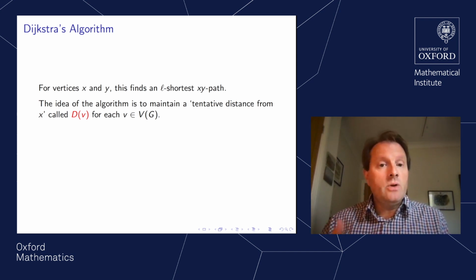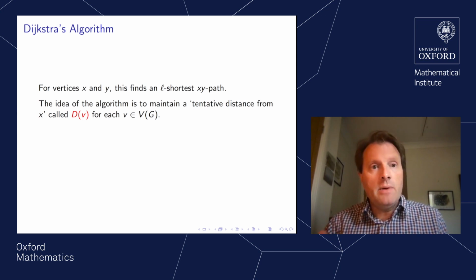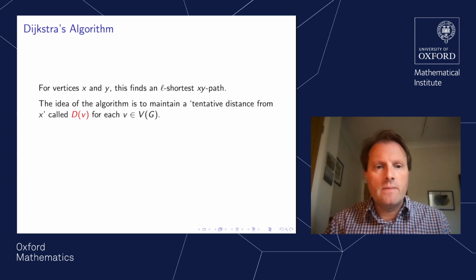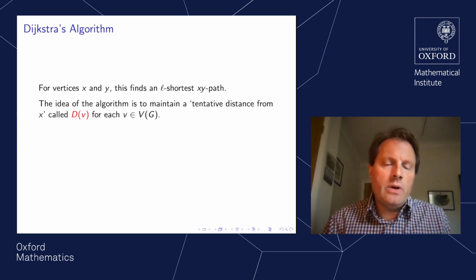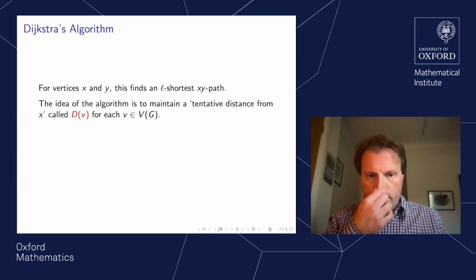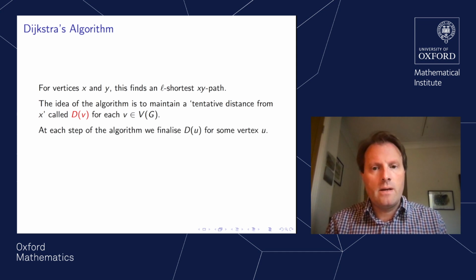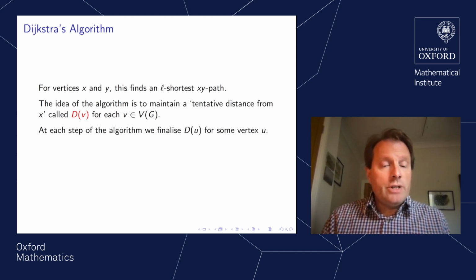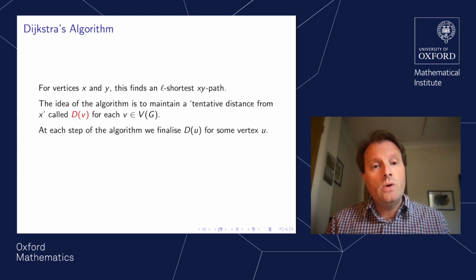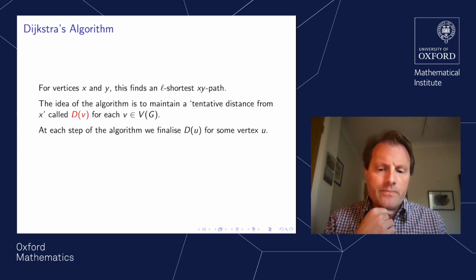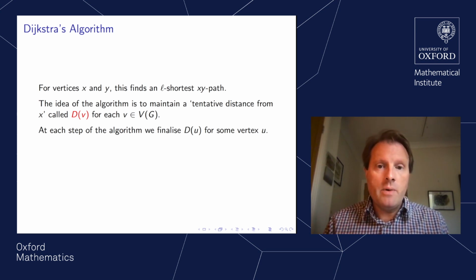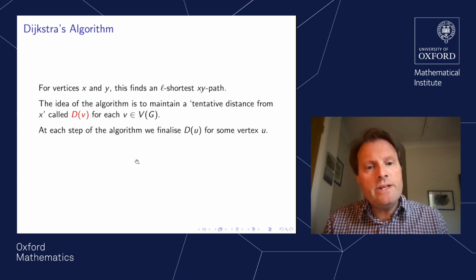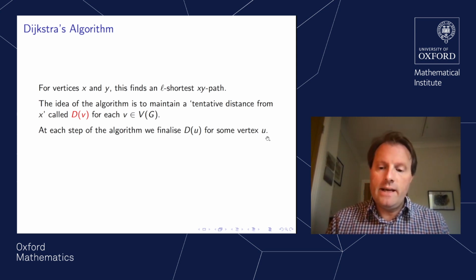d of v is going to change as the algorithm progresses. d of any vertex v can be a non-negative real number, or it can actually be infinity as well. So this function d from the vertex set to the reals together with infinity is going to change as the algorithm progresses. But at each step of the algorithm, we finalize d of u for some vertex u. After that, it won't change.